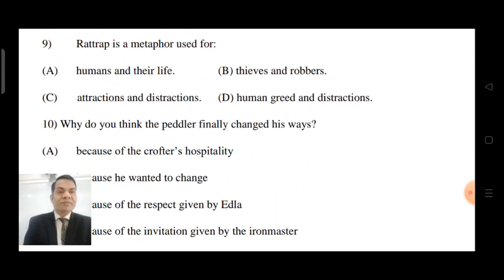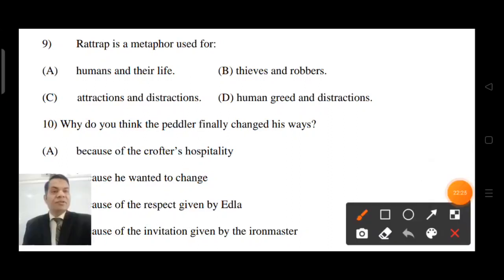Rat trap is a metaphor used for humans and their lives, thieves and robbers, attraction and distractions, humans' greed and distractions. So it is the metaphor of human greed and distractions.